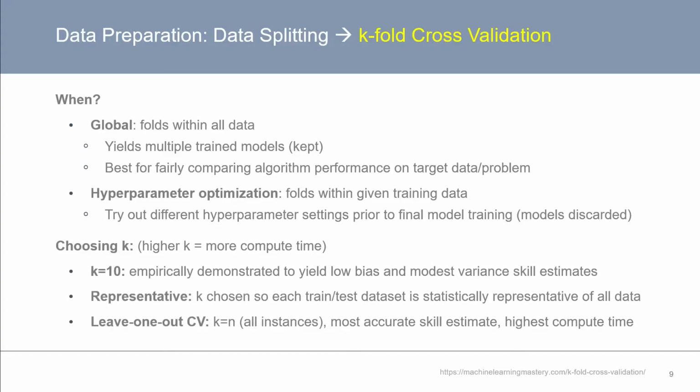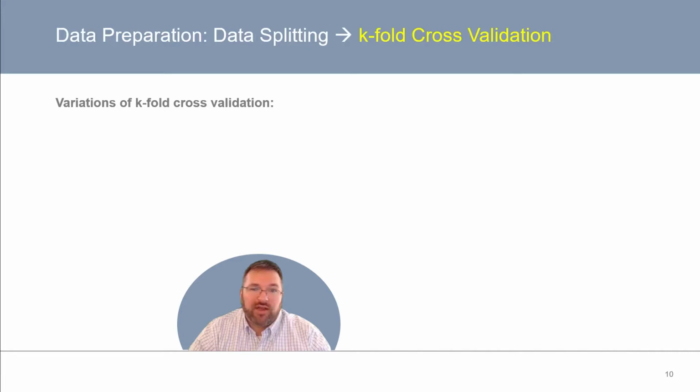And on the extreme end, practitioners can employ leave one out cross-validation, where k is set to the number of instances in the data. While this is likely to yield the most accurate model skill estimate, it obviously will take the most compute time by far and is often impractical. Lastly, on the topic of cross-validation, let's cover some of its major variations.